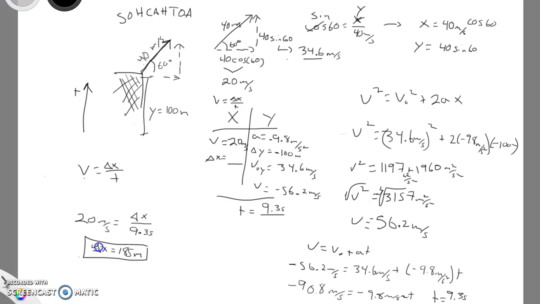Okay, what that tells us is that when this projectile hits the ground, it will be 185 meters away from where it started. Okay, so as we continue to talk about projectiles, one thing I want to point out, if this is the path of a projectile, I want to say a couple things that we know.